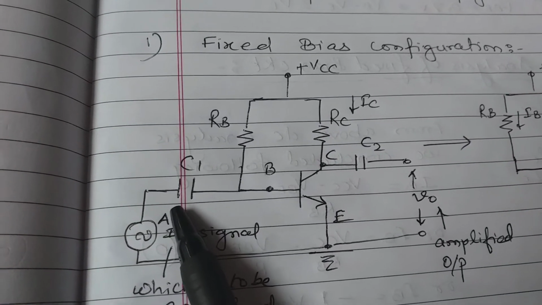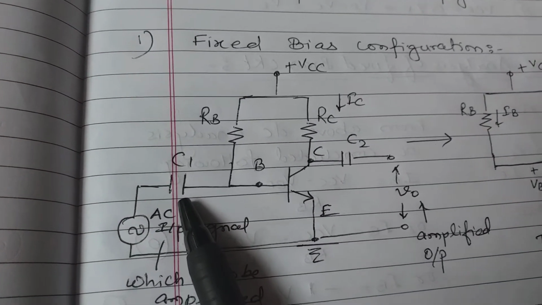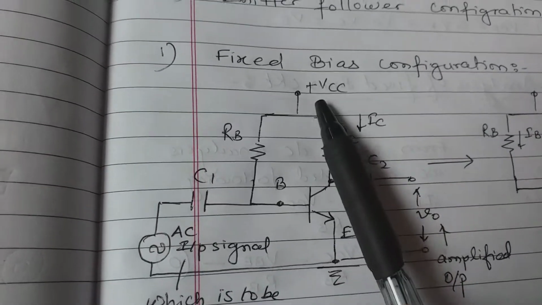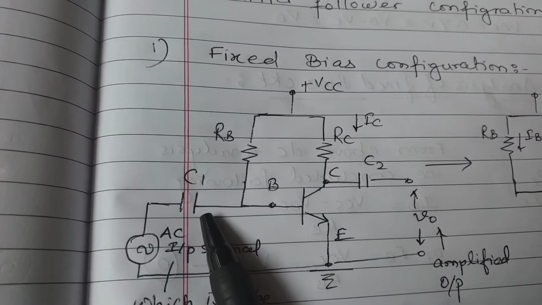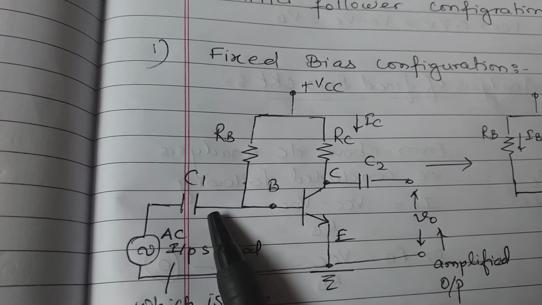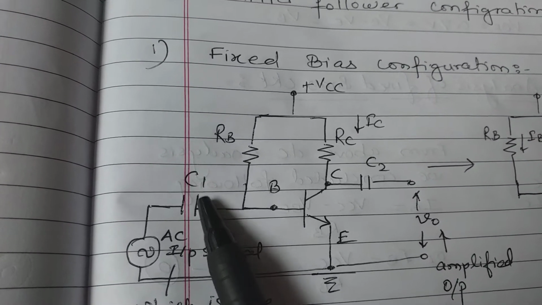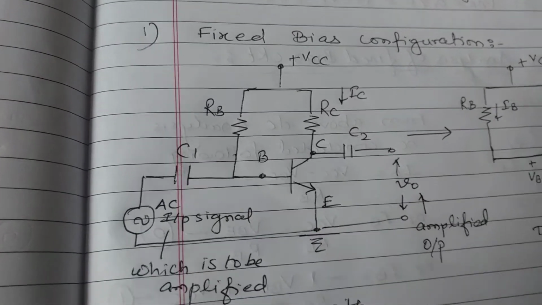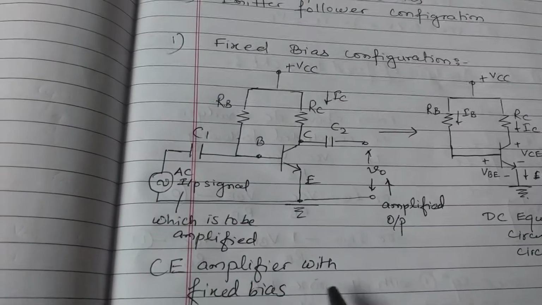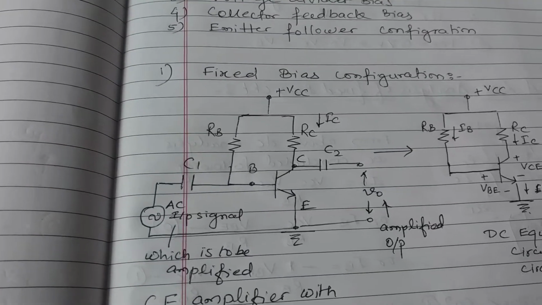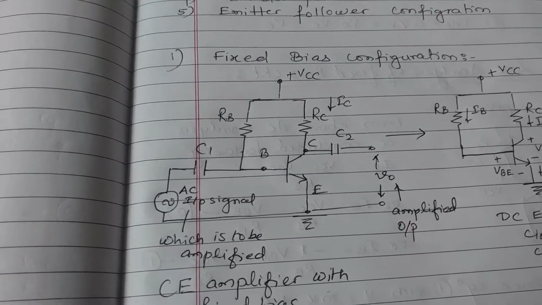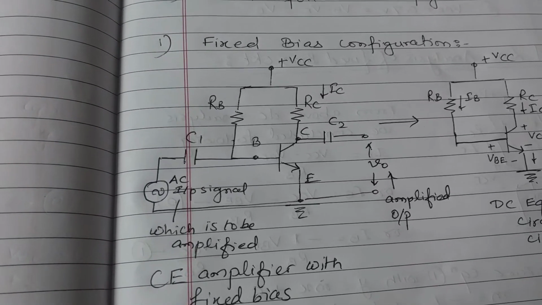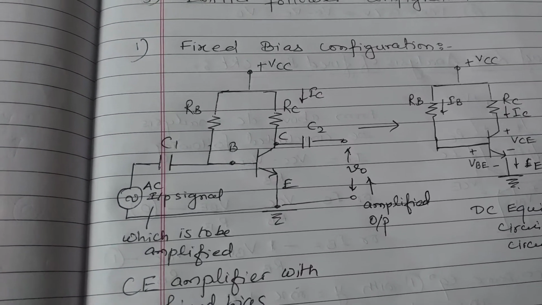We all know that XC, the capacitive reactance, is equal to 1 upon 2 pi FC, and the frequency of DC is equal to 0. When the frequency is 0, XC will be infinite. That's why it is blocking the DC. So now this is the complete amplifier circuit, a common emitter amplifier with fixed bias circuit. Now we are interested in the DC analysis of this particular circuit, this fixed bias configuration.